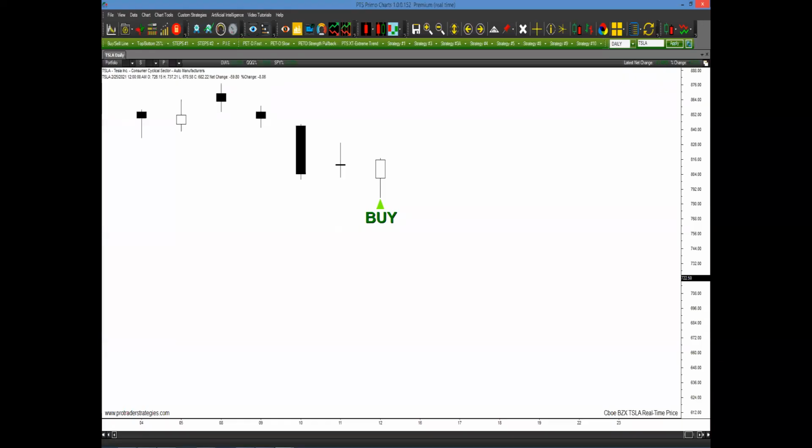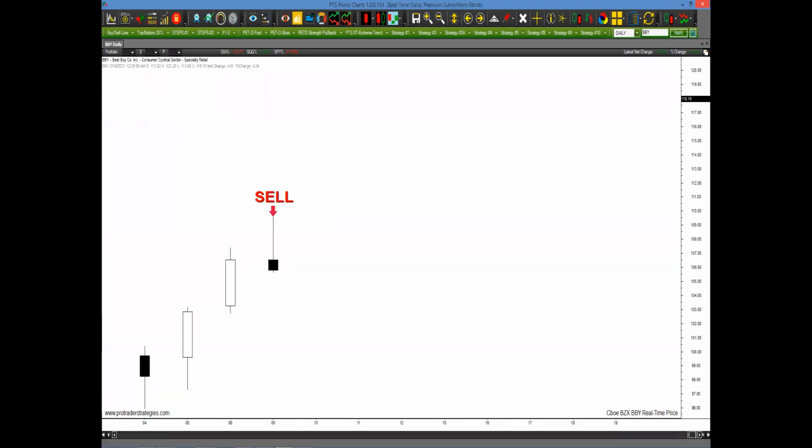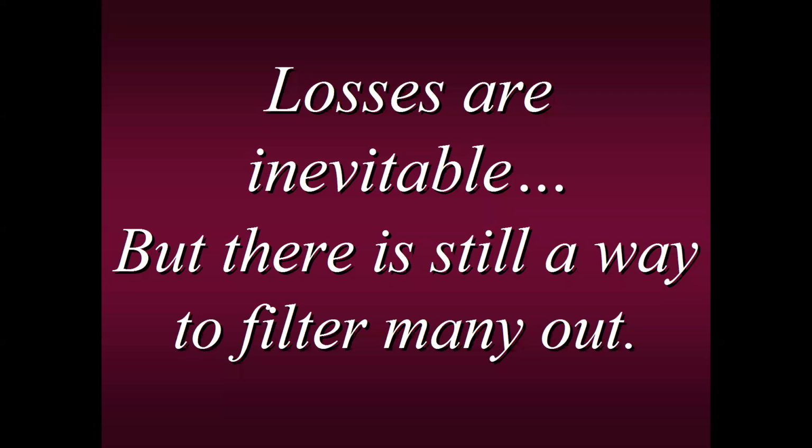But let me share with you a couple of them. Here's an older example in Tesla. This is a strategy buy signal, one of the threats. And look what happened. Didn't work out, right? And here is a sell signal. Strategy number 4, one of the threats. Didn't work out. So once again, you will see losses from time to time in both of these strategies, both of these threats. I don't want you to think that they never fail. They're not always working. But since losses are inevitable, there is still a way to filter many of them out.